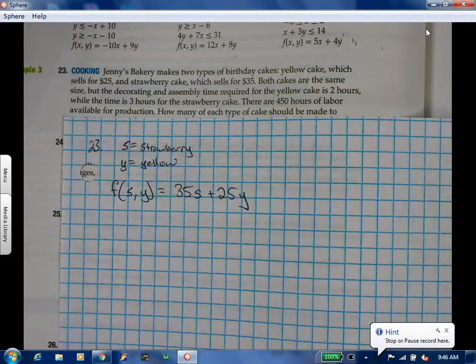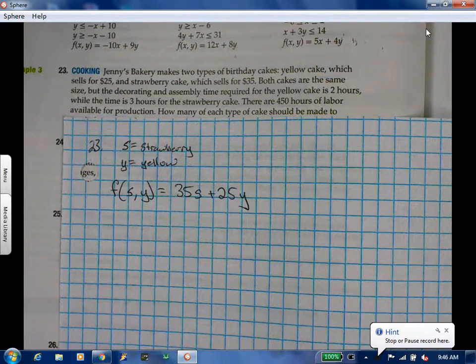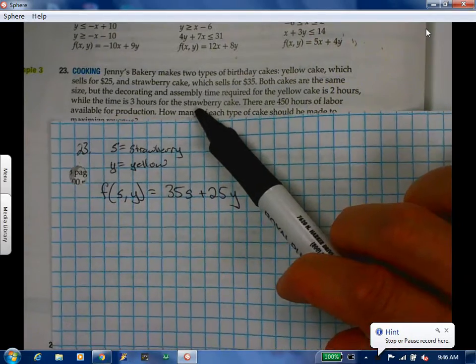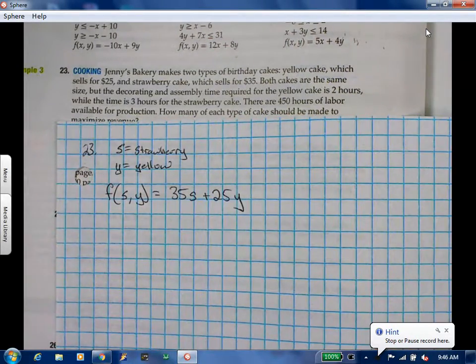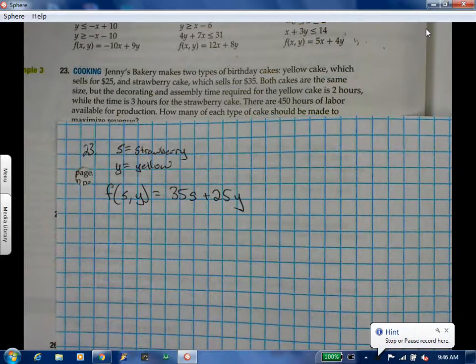Now we have decorating assembly time for yellow cake is 2 hours. So it takes 2 hours to make a yellow cake, 3 hours for a strawberry cake. And how many total hours do we have? 450. So that's one option that I'm hearing. S plus y is less than or equal to 450.